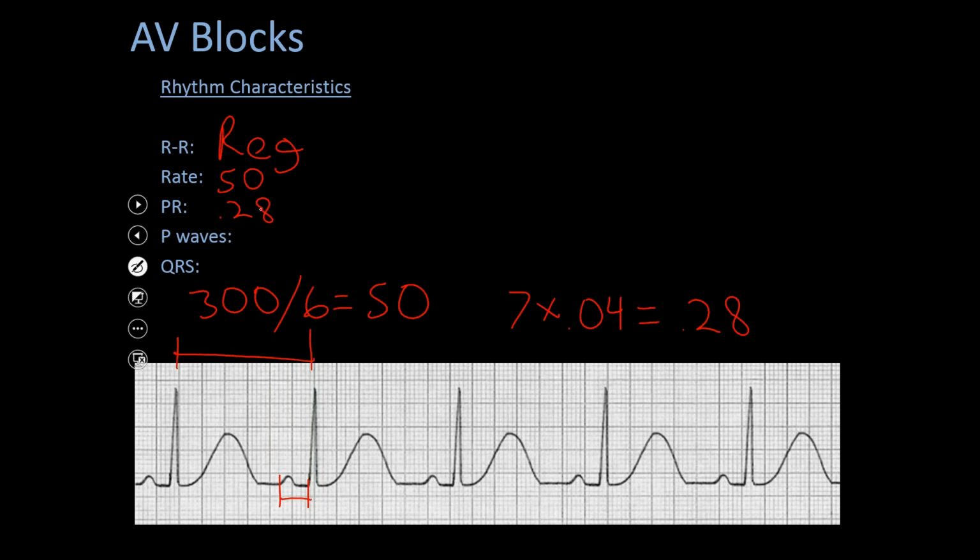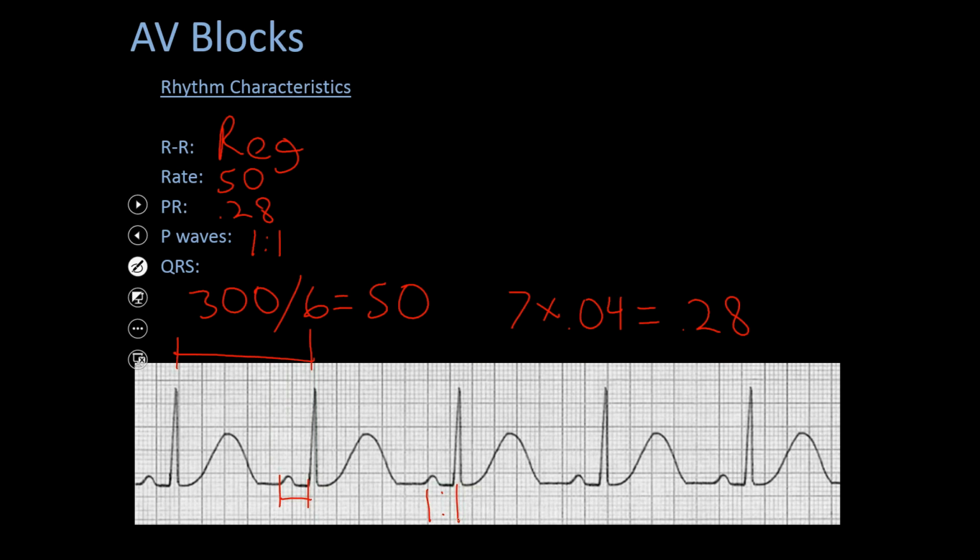P waves are upright, rounded. 1-to-1 AV conduction. There is 1 P wave for every 1 QRS complex. And the QRS looks to be about 0.08, maybe 2 small boxes in duration. Relatively narrow. All right, so this is an example of first degree AV block.